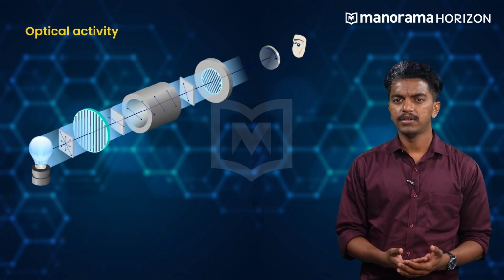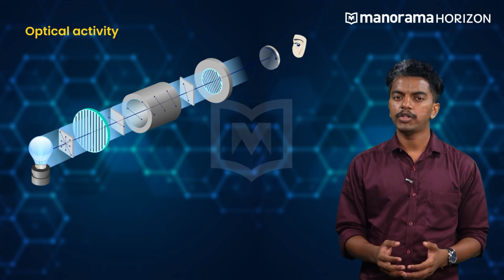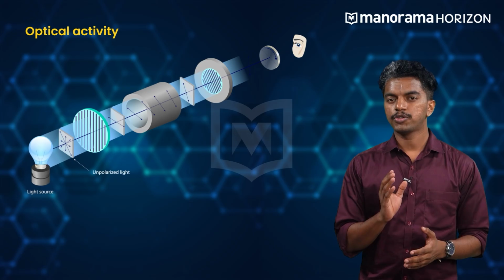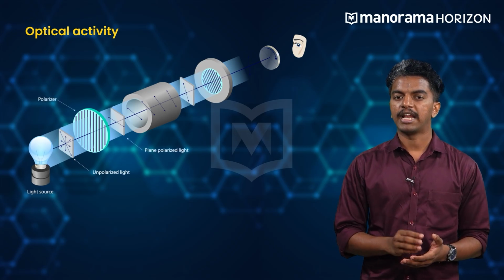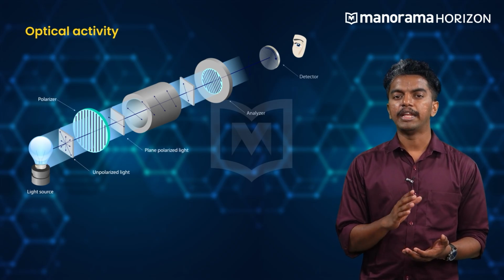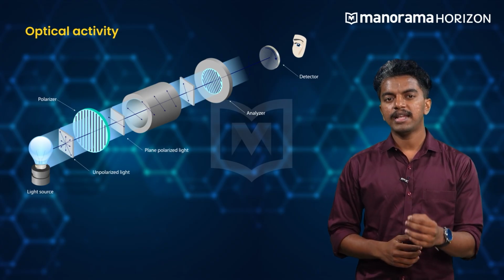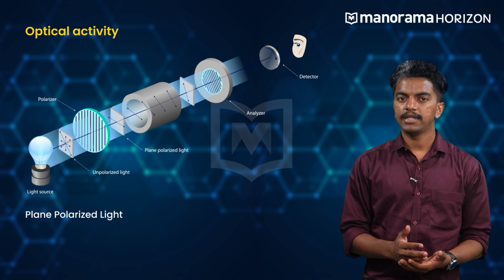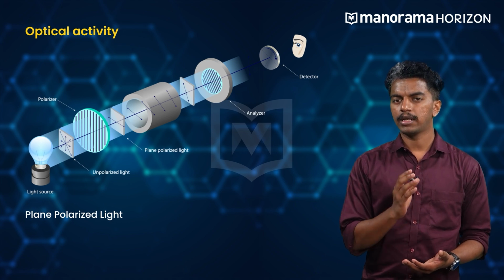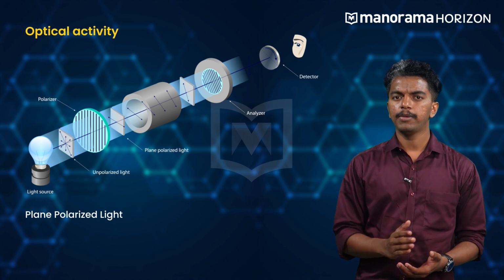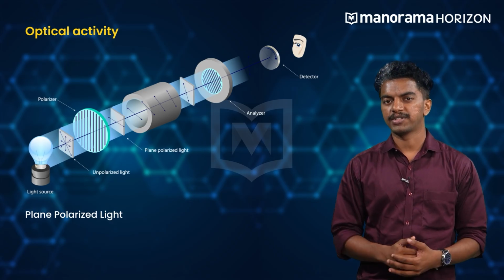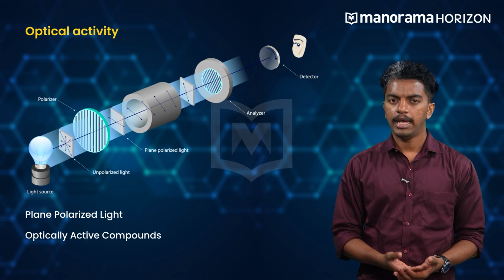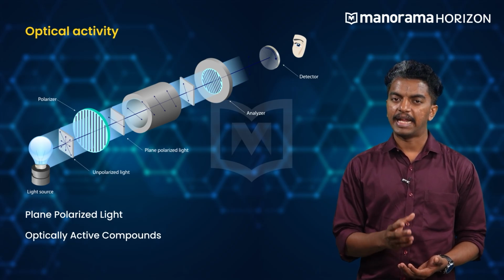To understand this, we will start our discussion with optical activity. When ordinary light is passed through a polarizer, it produces light which oscillates only in one plane. This light is called plane polarized light. When plane polarized light is passed through solutions of certain compounds, they rotate the plane polarized light in a specific direction. Such compounds are called optically active compounds, and the phenomenon is called optical activity.